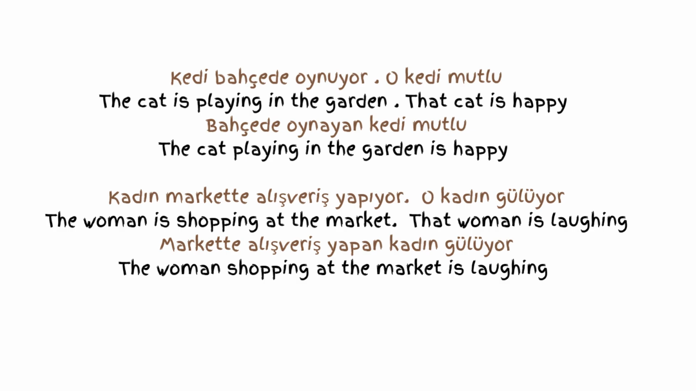Kadın markette alışveriş yapıyor. The woman is shopping at the market. O kadın gülüyor. That woman is laughing. So I have the same subject, which is the woman, kadın. In the first sentence, she's doing something, which is alışveriş yapıyor. She's shopping. The second part, we're describing her. That she's laughing. Gülüyor.